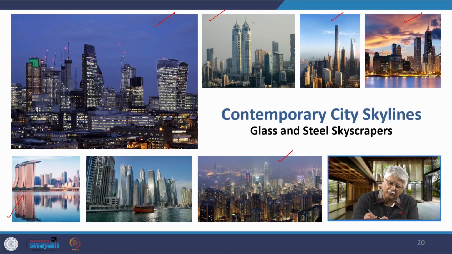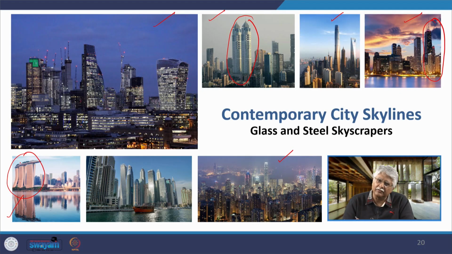For example, I can identify this is a picture of Mumbai because of these twin Imperial Towers designed by Hafiz Contractor. I can make out that this is Chicago because of the John Hancock Center. I can make out that this is Singapore because of this building designed by Moshe Safdie. And there are other buildings, for example this building in London, that becomes the identifying building of the city. Other than that, there is a lot of uniformity about our modern cities, but that discussion I leave for another time.